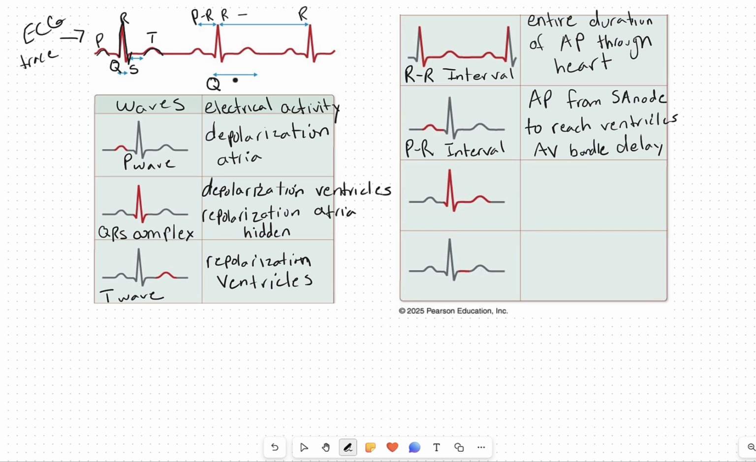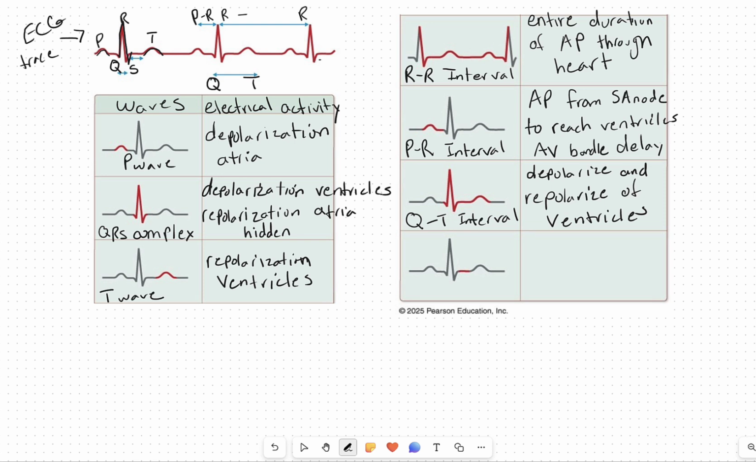Another interval of interest is the QT interval. The QT interval is the entire electrical activity of the ventricles. So the QRS complex, then a short segment, and then the T wave. So that is going to be the depolarization followed by the repolarization of the ventricles. So that's the whole contraction and then relaxation of the ventricle.